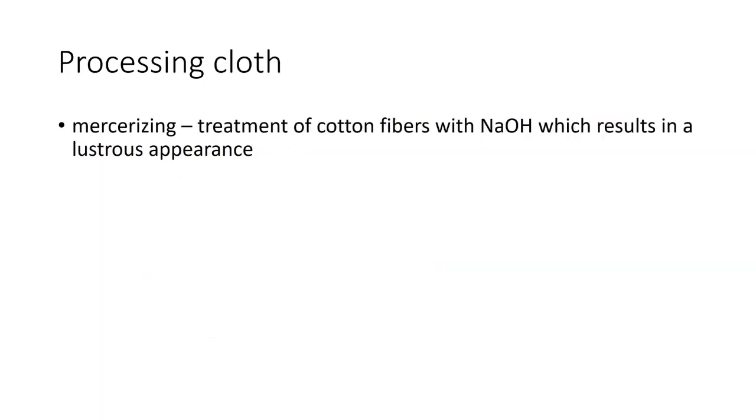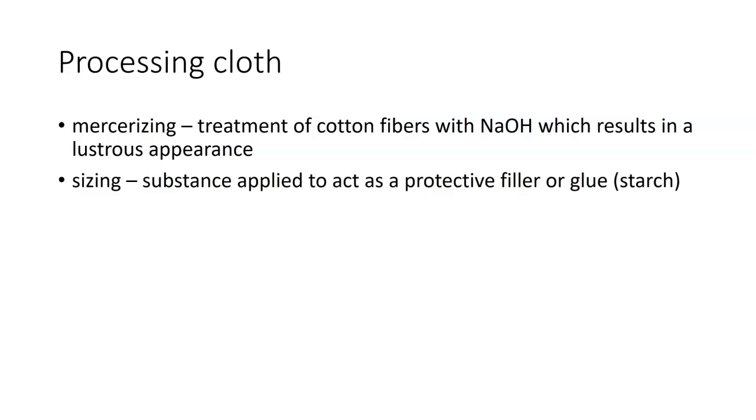We also have things that we talk about as far as cloth goes. Mercerizing is the treatment of cotton fibers with sodium hydroxide, which results in a lustrous appearance. Sometimes they mercerize cotton to make it a little bit more shiny. We've got sizing. Sizing is the substance that's applied to act as a protective filler or glue. A lot of times the sizing that we use is something called starch. Starch will make the fibers a little bit more stiff. As they're a little bit more stiff, it tends to make it a little bit showier.